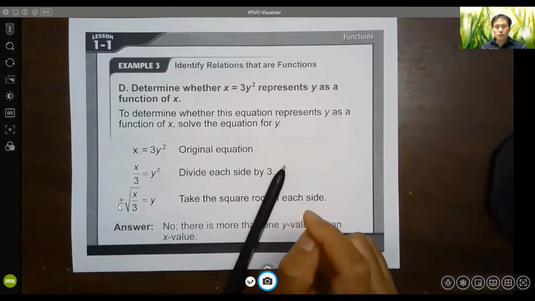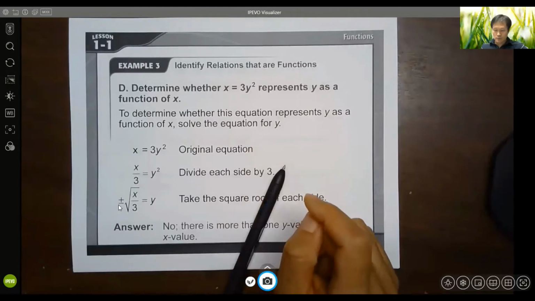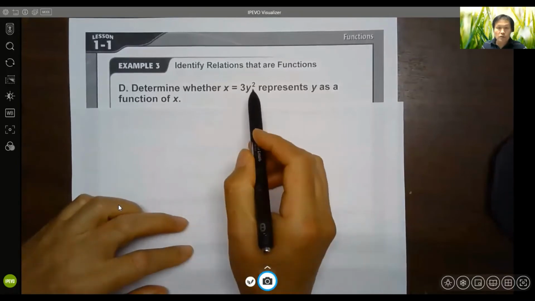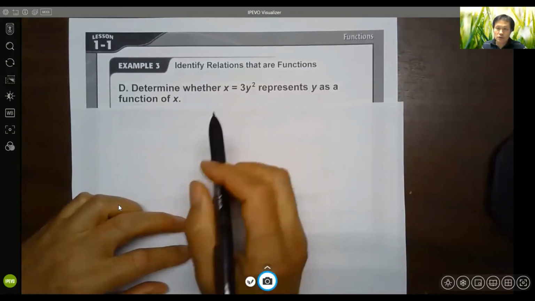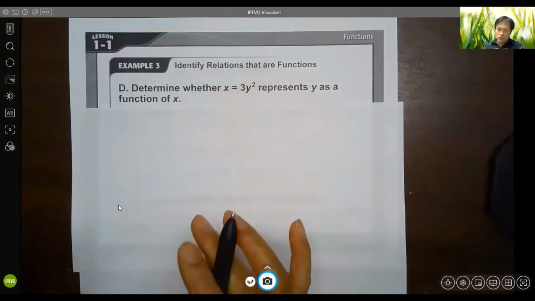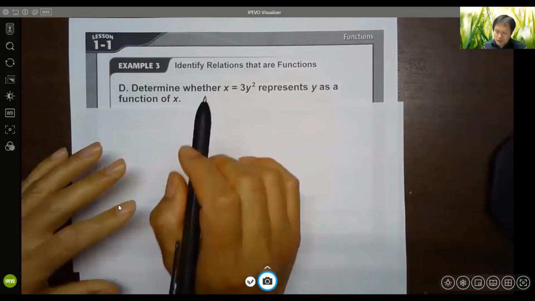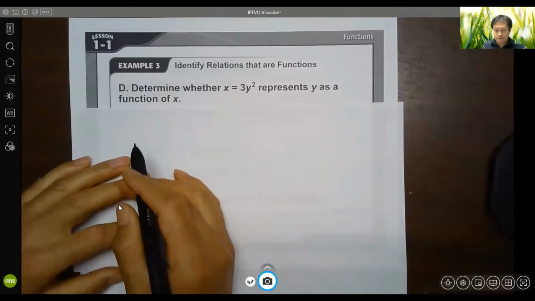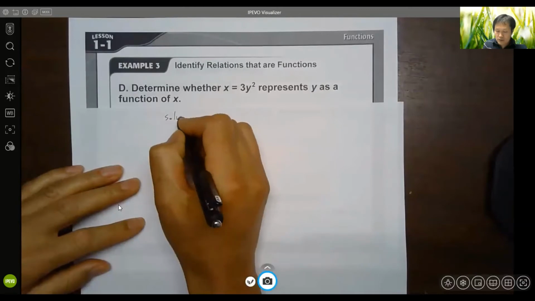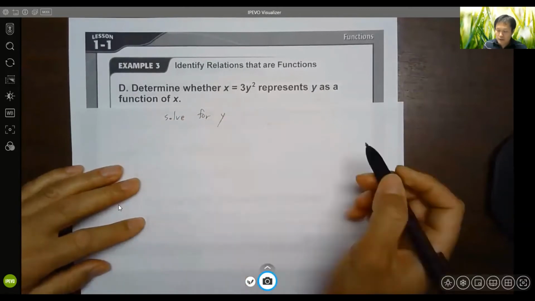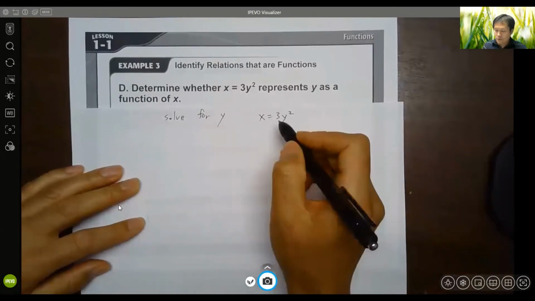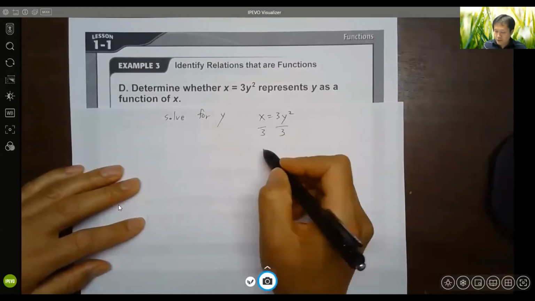Okay, example 3. Determine whether x equal to 3y squared represents y as a function of x. So here is what you need to do. When you have an equation provided, you want to solve for y. So x equal to 3y squared. Solve for y. Divide by 3, divide by 3.